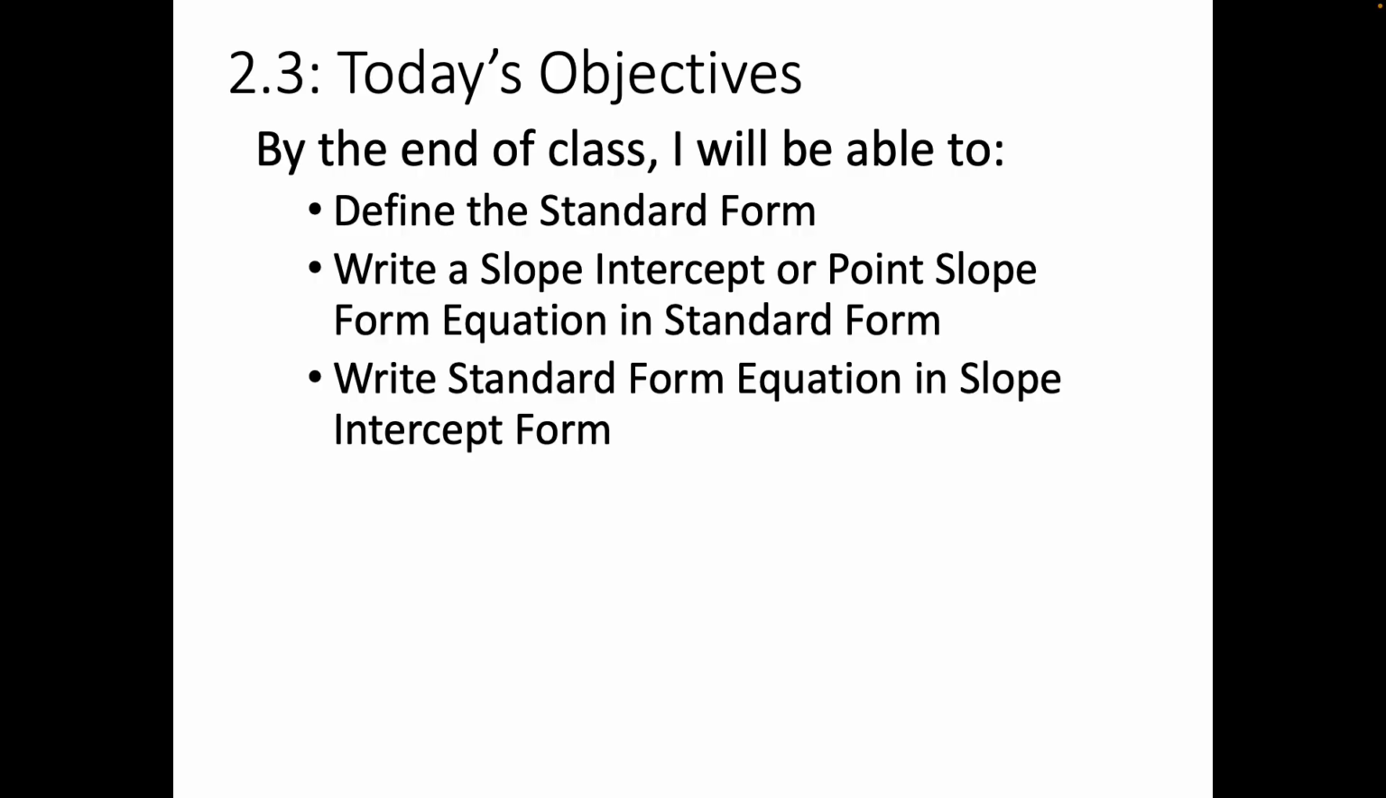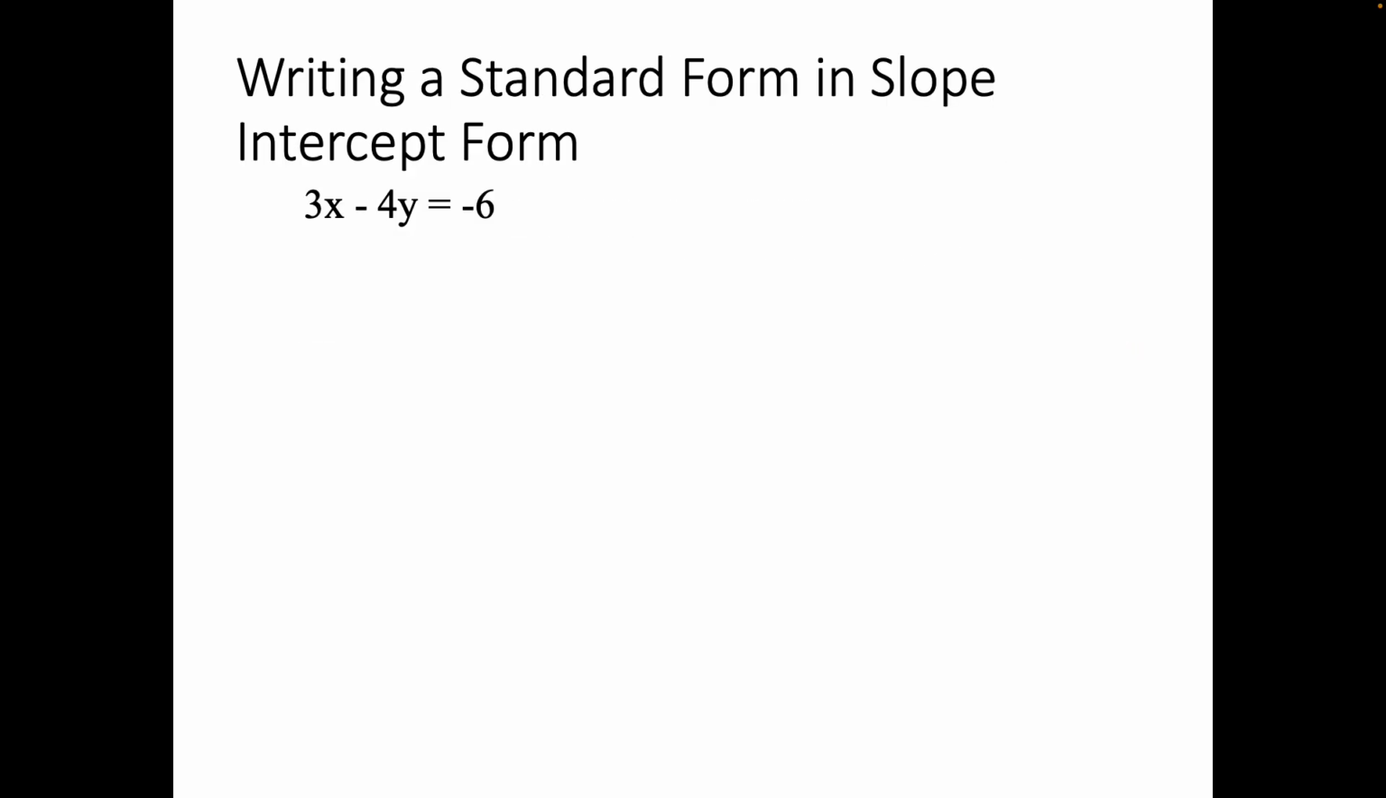So our third objective is to write the standard form equation in slope-intercept form. So if we take a standard form equation, can we flip it around and turn it into slope-intercept? So essentially the opposite of what we did with our first example problem. So let's do our third objective here. So here is an equation in standard form, ax plus by equals c, and we're going to take that and turn it into the slope-intercept form.